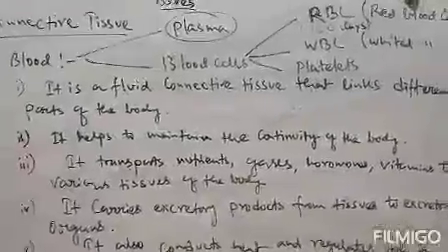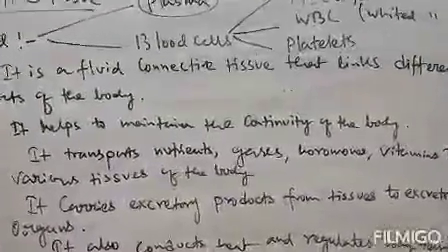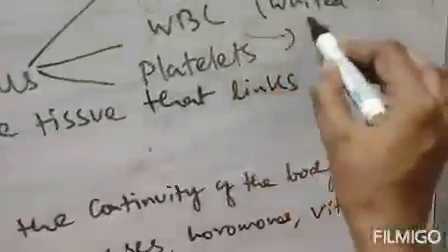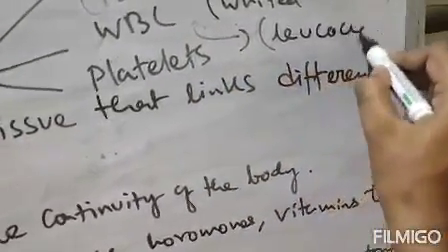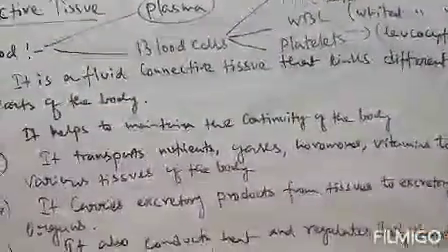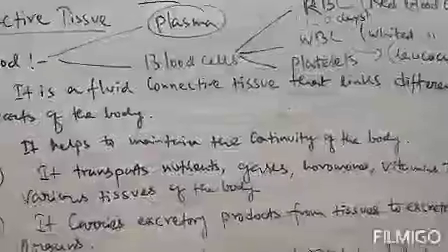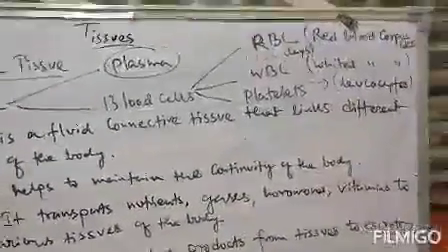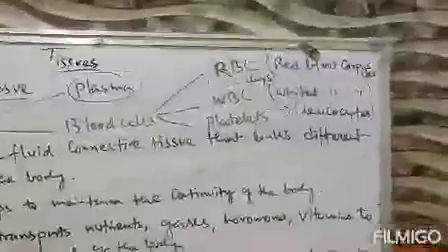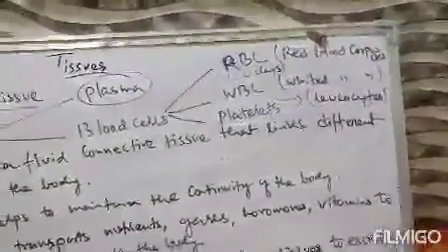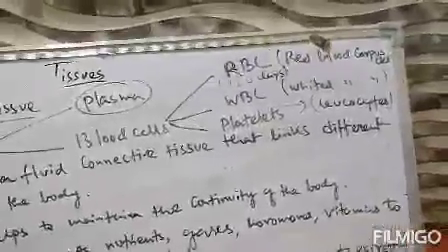Next, coming to WBC. WBC, or white blood corpuscle, is also known as leukocytes. It fights with diseases by producing antibodies. WBC produces antibodies in our body to fight diseases. So that is the function of WBC, or white blood corpuscle.